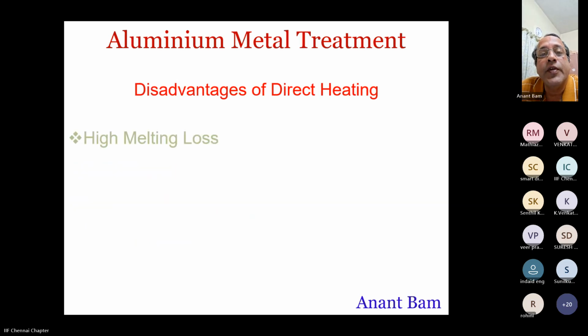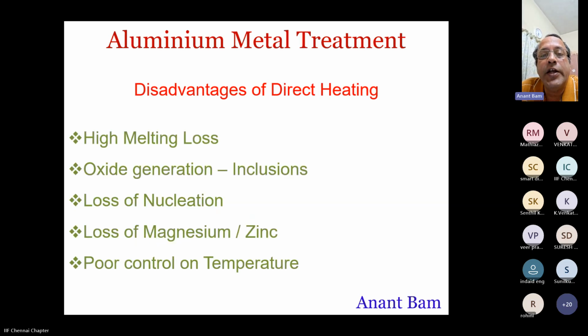The disadvantages of direct heating are high melting loss, oxide generation, which leads to inclusion, and loss of nucleation is the biggest loss. Then loss of magnesium or zinc or other volatile materials, and poor control on temperature. One might have noticed that in direct heating furnaces, the temperature of the top face of the liquid pool is at least 30 to 50 degrees higher than the bottom of the liquid pool. So temperature control in direct heating furnaces is very poor.